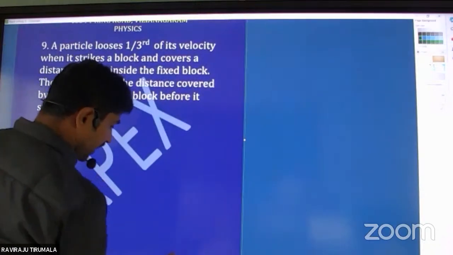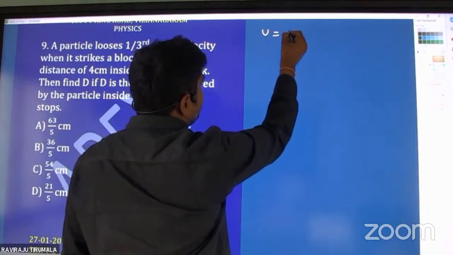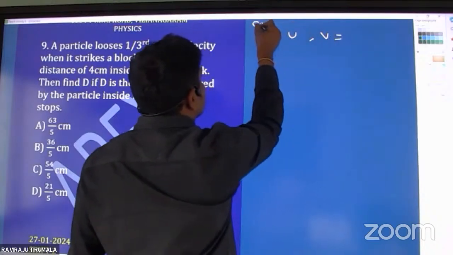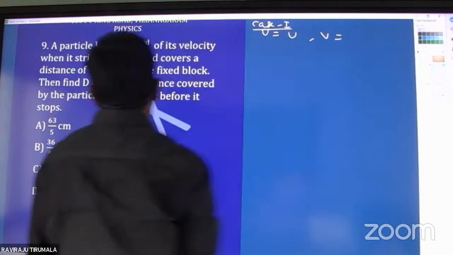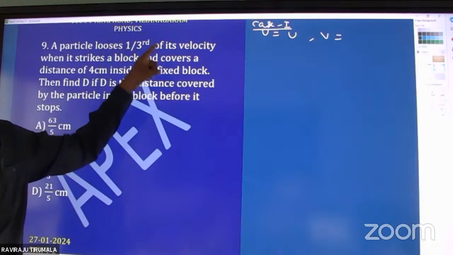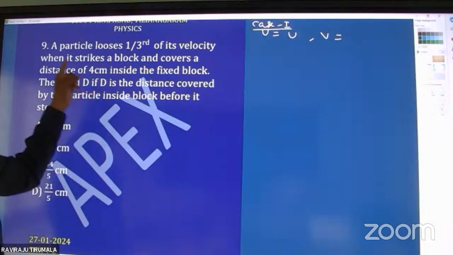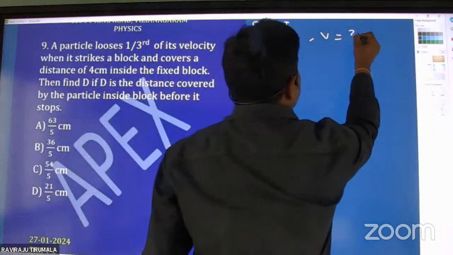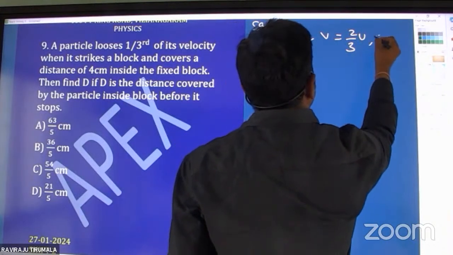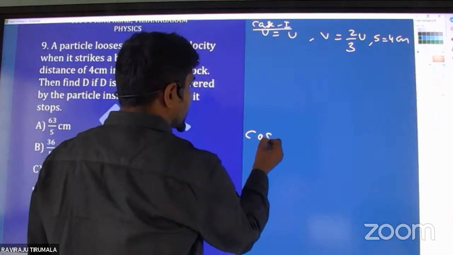See, two cases were given. In the first case, what is the initial velocity? I consider it is u. And what is the final velocity in the first case? Case 1 I will write here. It loses 1/3 of its velocity, that means the remaining velocity is 2/3. Many students will make a mistake here. It loses 1/3, but the final velocity will be 2u/3. And the distance is given as 4 centimeters.